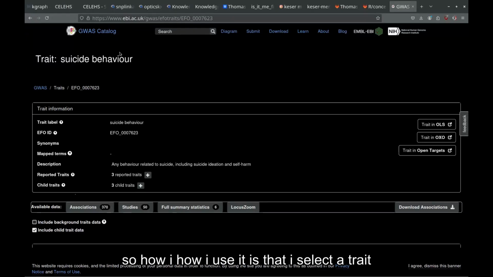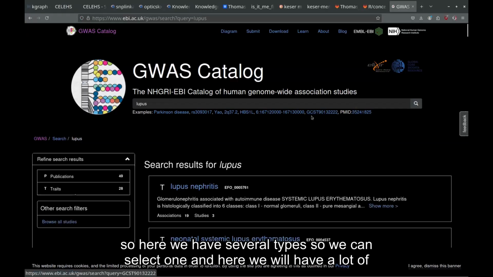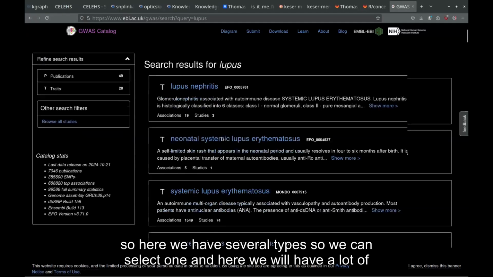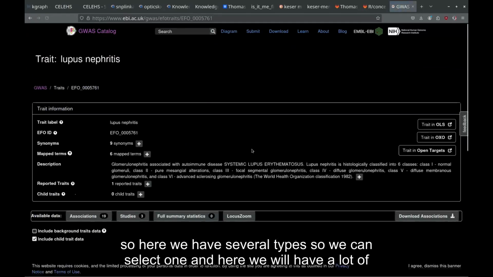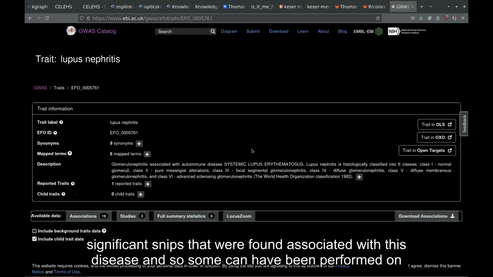So how I use it is that I select a trait, a disease that we want to study. We can type it in here. Another disease could be lupus. Here we have several types, so we can select one. And here we will have a lot of what the results are reported in publications. So it's already sort of a meta-analysis. It's all the significant SNPs that were found associated with this disease.